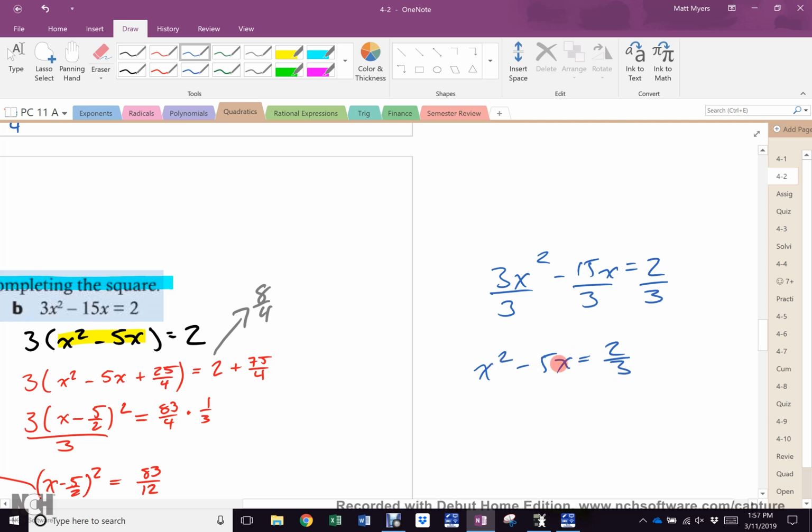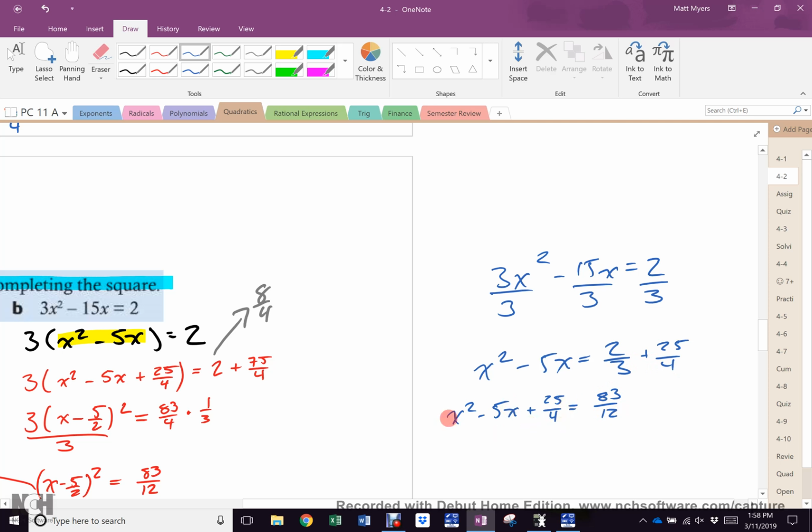Does this look like something we can deal with? It would be x squared minus 5x plus 25/4, yes? Equals 2/3 plus 25/4, yes? What's the common denominator there? 12, and when I do the math, I'm going to come out with 83/12, aren't I? And then it's the same.